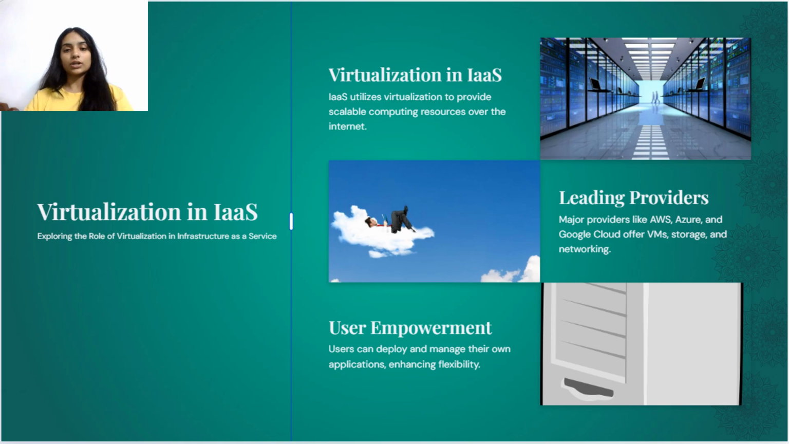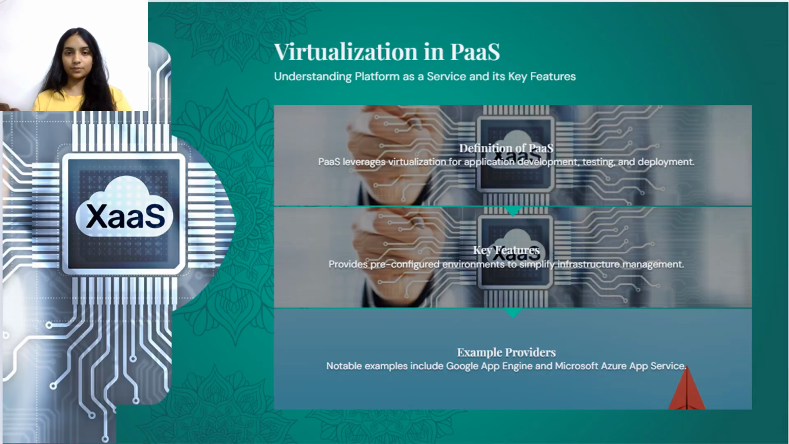Infrastructure as a service utilizes virtualization to provide scalable computing resources over the internet. Leading major providers like AWS, Azure, and Google Cloud offer virtual machines, storage, and networking. User empowerment: users can deploy and manage their own applications, enhancing flexibility.